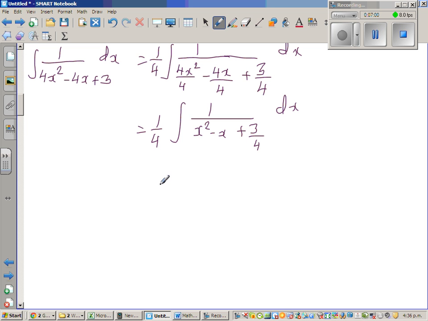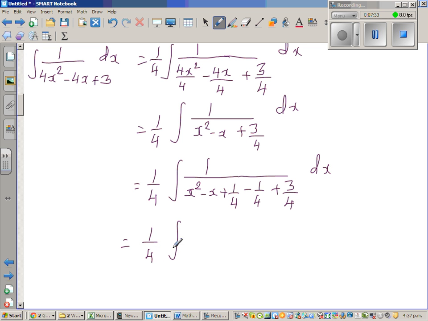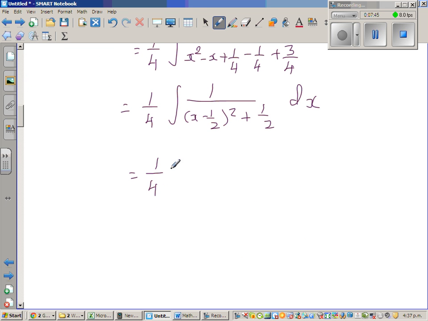I want to make a perfect square. So this is 1 quarter integration of 1 over completing squares, that is x squared minus x plus 1 quarter, because the coefficient of x is 1 and half of negative 1 is negative half, and the square of negative half is 1 quarter. So you're adding 1 quarter, so you take away 1 quarter plus 3 quarters dx. So this is nothing but 1 quarter integration of 1 over x minus half squared plus 1 half dx. So this is 1 quarter times integration of 1 over x minus half squared plus 1 over root 2 squared dx.